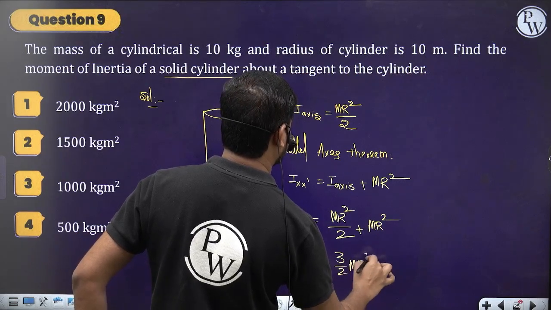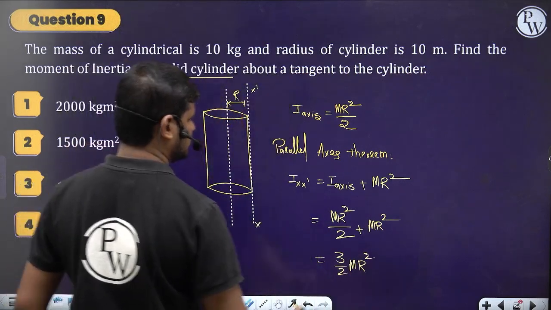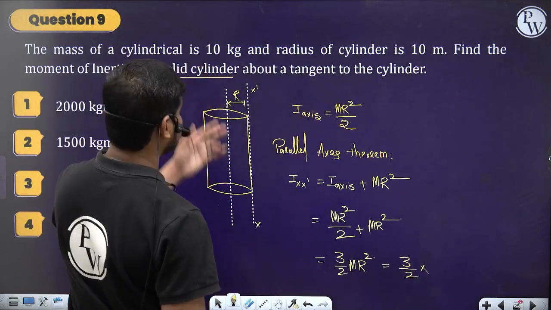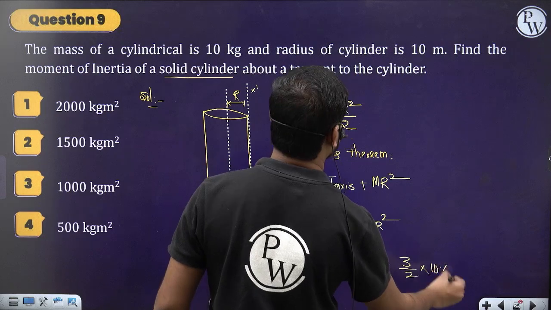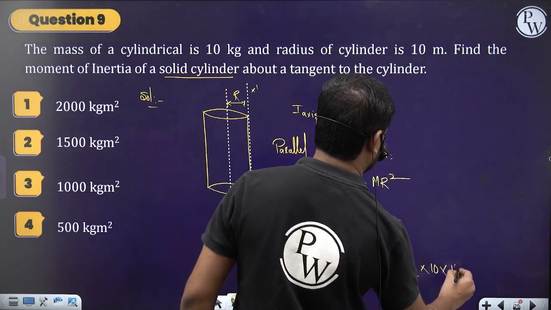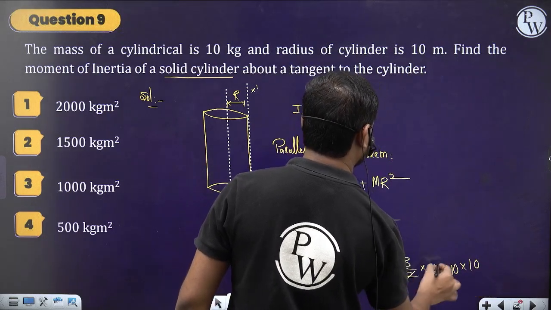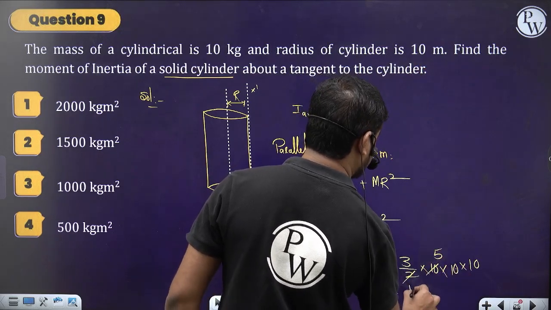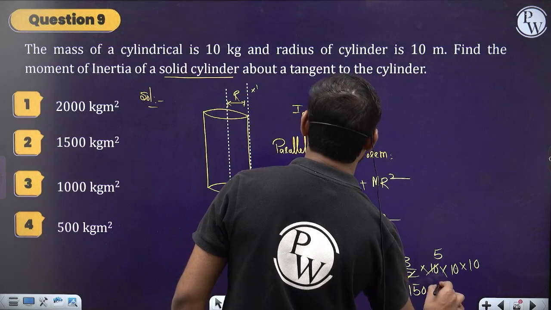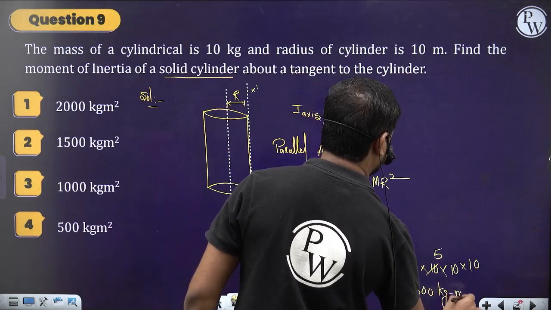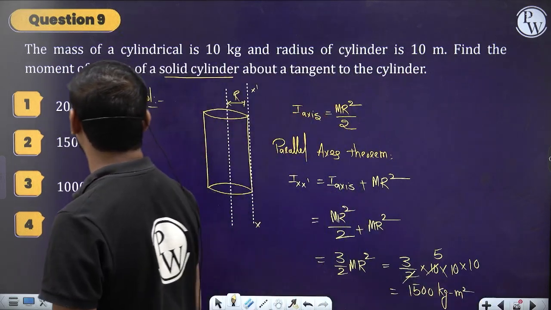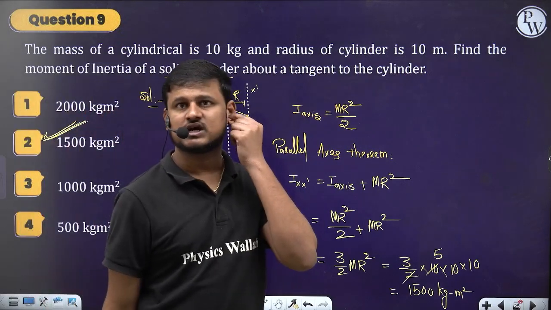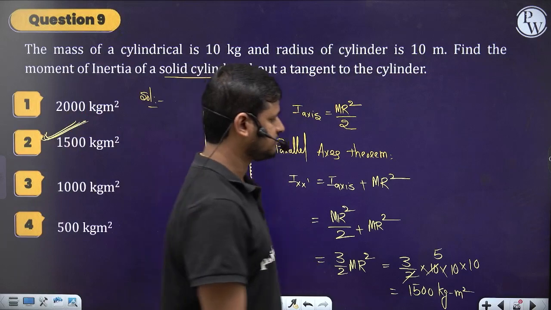But here the values are given, so substitute the values. 3 by 2 into mass, 10 kg, into radius, 10 meters, so 10 into 10 for r square. 2 ones are 2, 5 threes are 15, so 1500 kg meter square. Moment of inertia units are kg meter square. So 1500 kg meter square. Option 2 is the correct one. Clear, guys?